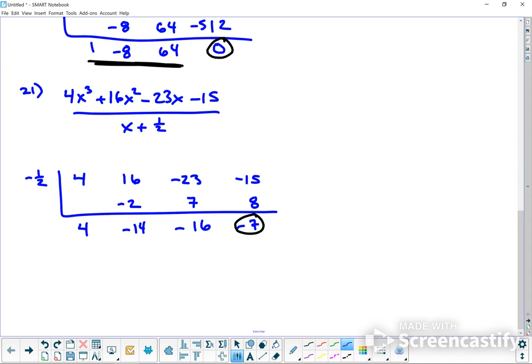And because there's a remainder, we can say that this x plus 1/2 does not divide evenly into this polynomial of the 4x to the third plus 16x squared minus 23x minus 15. All right, so this is going to be equal to 4. And since this is x to the third, we're going to go ahead and drop it by 1. So x to the second, so 4x to the second, using these numbers down here, minus 14x minus 16. And then we're going to call this minus 7 over x plus 1/2.